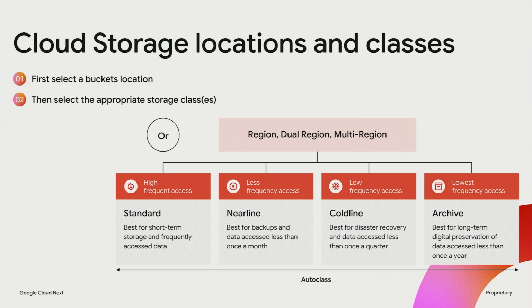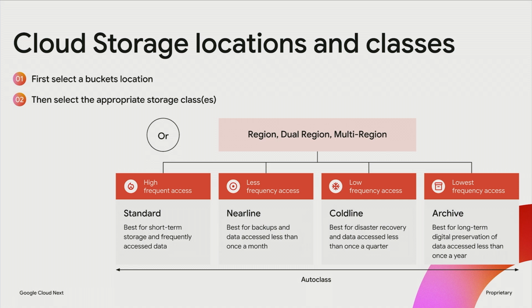For each of those location types, we also offer 4 different storage classes. This includes the standard storage class for your normal, frequently accessed data, as well as some of the colder storage classes like Nearline, Coldline, and Archive. These are intended for less frequently accessed data at a lower cost.